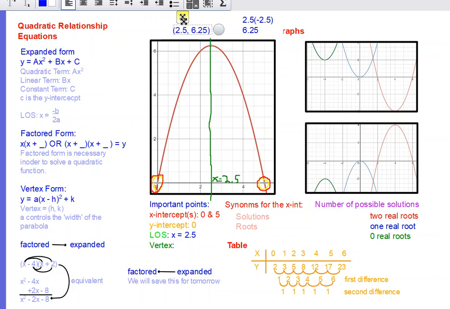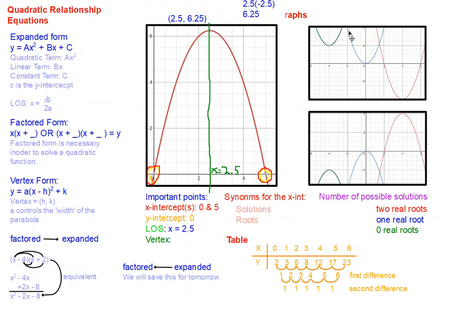All right, and so those are the important points, and you are expected to be able to identify the important points of a parabola definitely from the graph. Now, I will expect periods 1 and 7 to be able to get the important points from the equations, but that is going to be for tomorrow. Today, we're just talking about generalities.